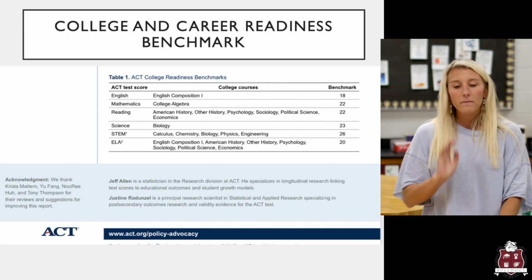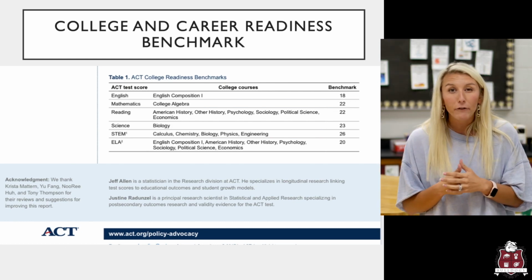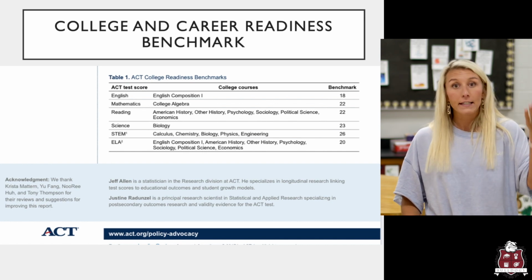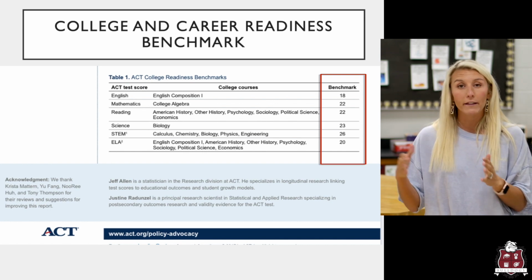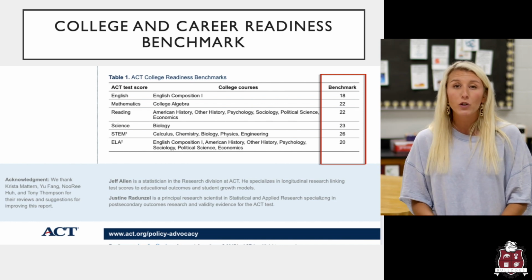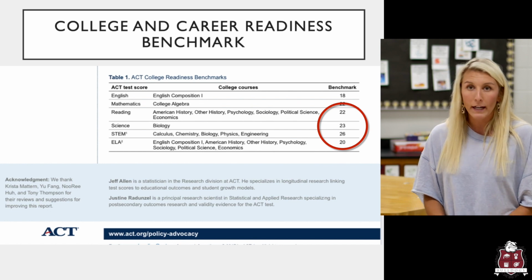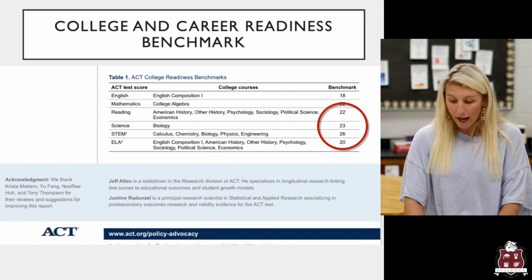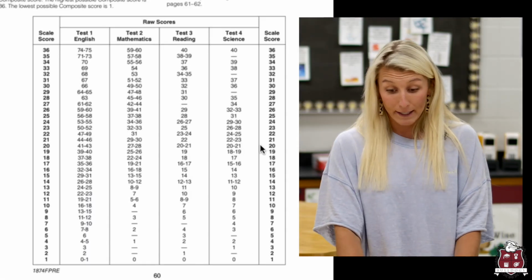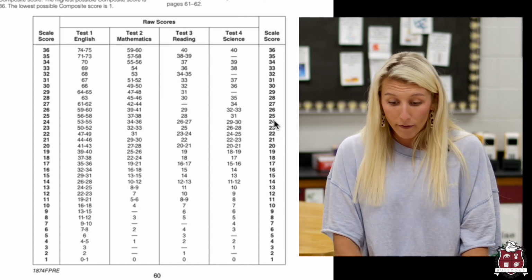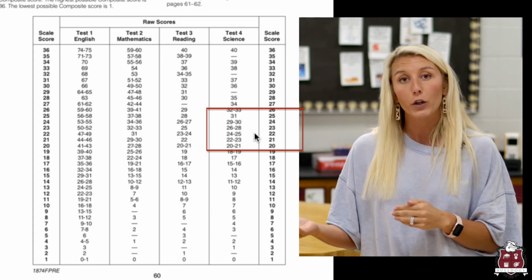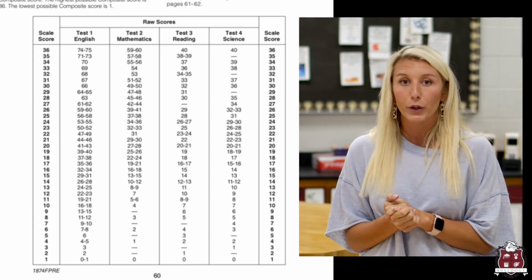Okay. This right here is something that I think everybody needs to know. ACT has standards that consider you to be college and career ready. There's benchmarks. For science to be considered college and career ready, you have to score a 23 in the science category. And what this looks like, and I've got another table for you guys to look at here, in order to score a 23 on the science portion, you have to get 26 to 28 questions out of 40 correct in order to be considered college and career ready.